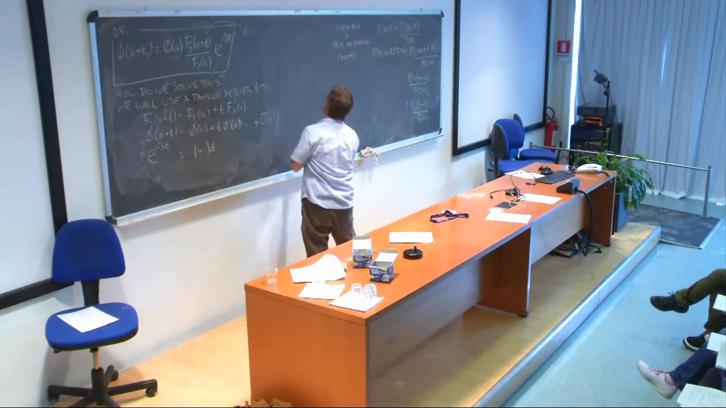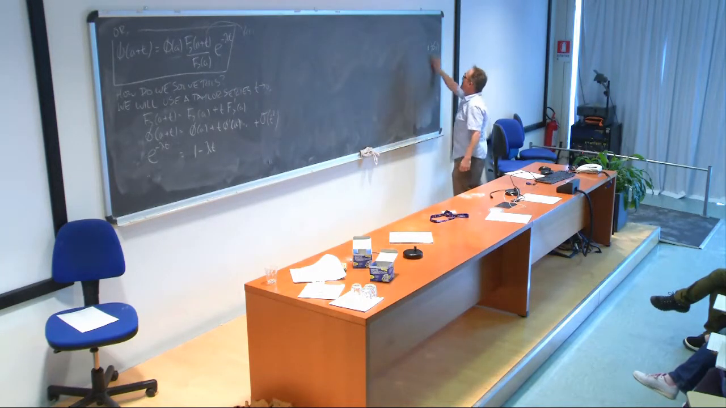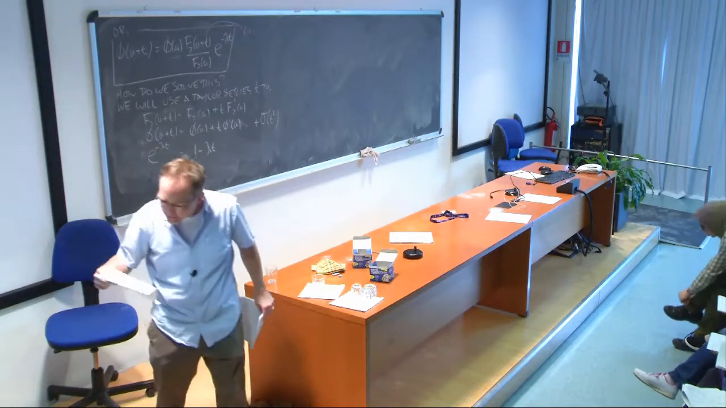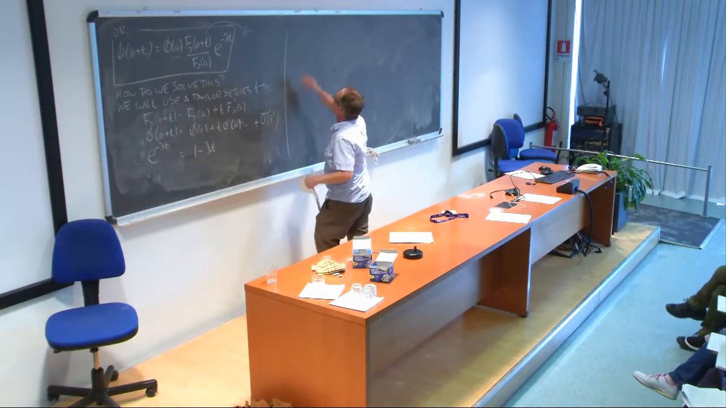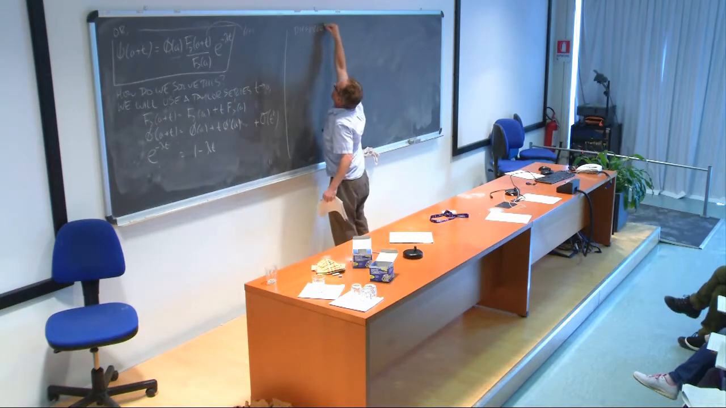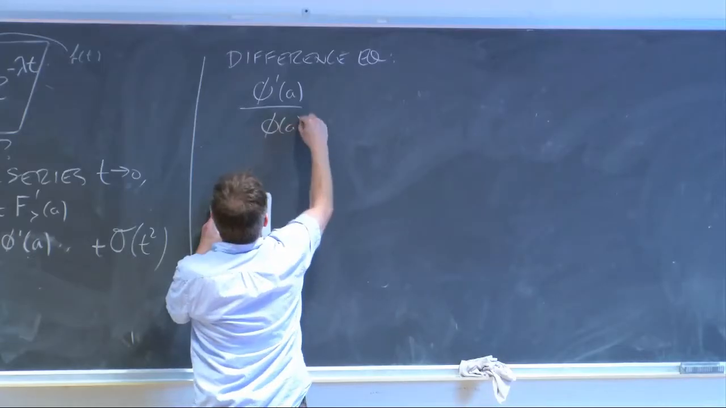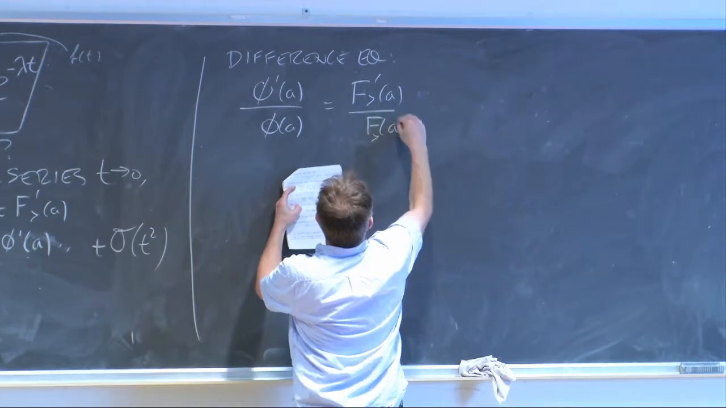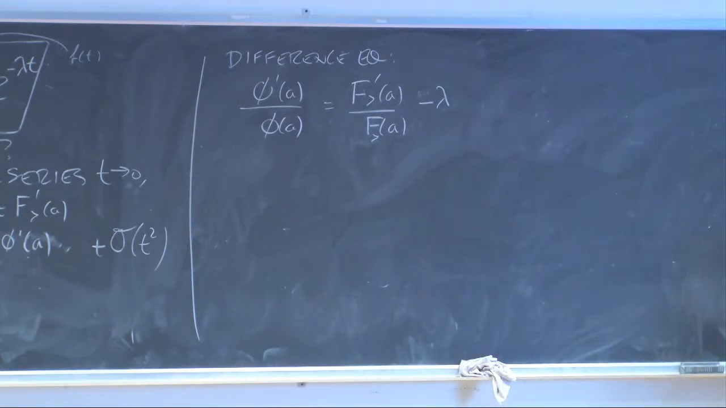All right, and so now if I plug that into here, what do I get? The first step is a mess, but then with a little bit of algebraic manipulation, we can pull it together. Maybe I'll pass this around. I always forget to pass this around. All right, so then if we put this into our difference equation, it becomes this. We'll end up with phi prime of A over phi of A is equal to F greater than A prime over F greater than A minus lambda. Okay, and so the T's cancel, which is nice.